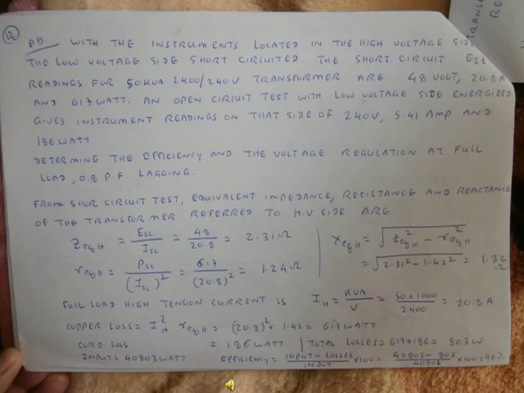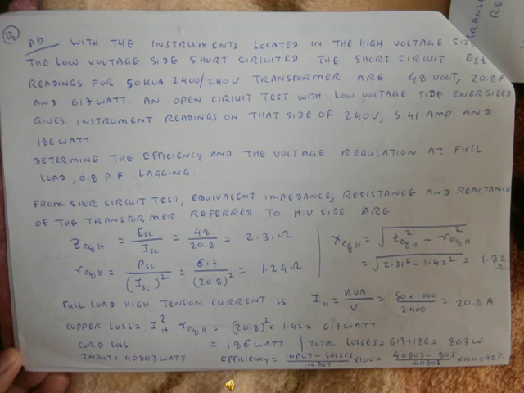Now we solve the problem. The problem is given where the instruments are located in the high voltage side, the low voltage side short circuited, and the readings for the 50 kVA 240 volt transformer are 48 volt, 25 ampere, and 617 watt. And the open circuit test with the low voltage side energized gives the instrument readings on that side of 240 volt, 5.41 ampere, and 186 watt. Determine the efficiency and the voltage regulation at full load and 0.8 power factor lagging.